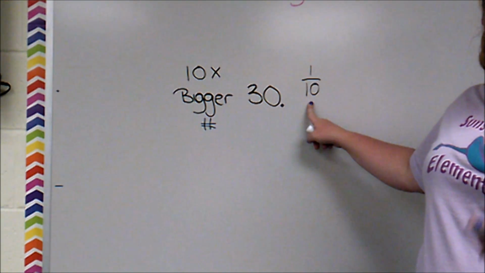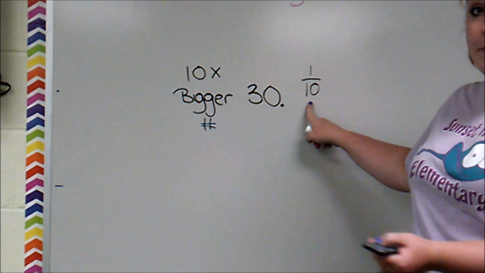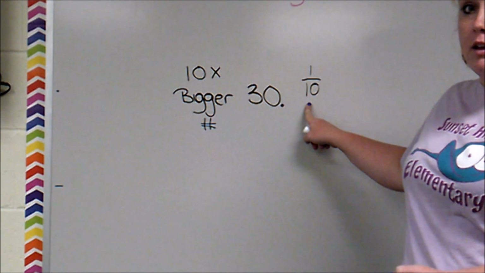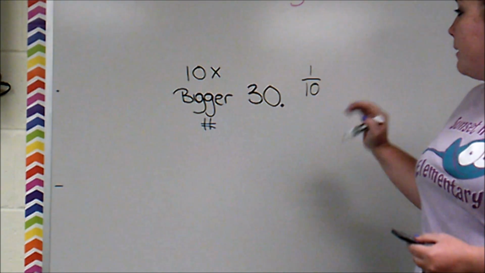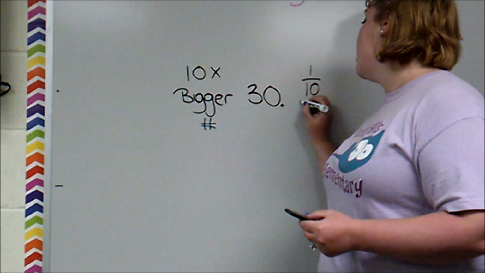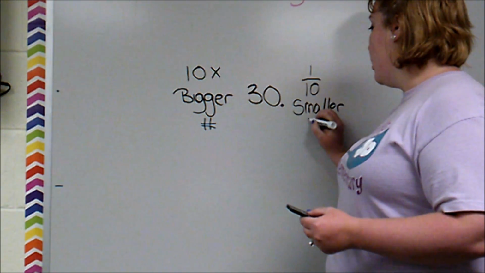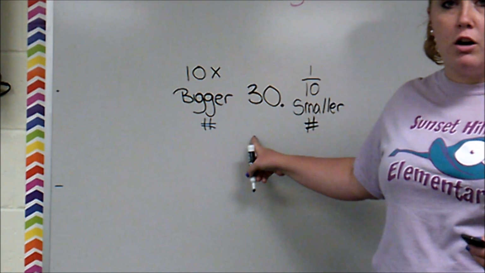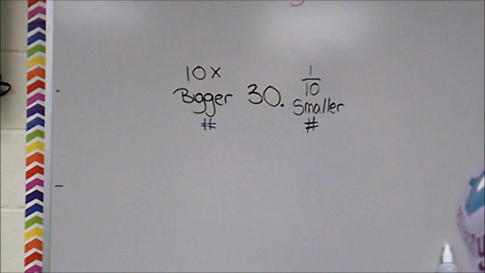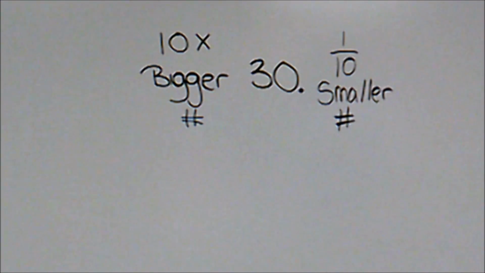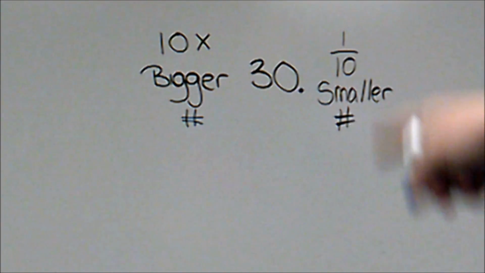If I'm asking you to find 1/10 of that number, you will be identifying a number that is going to always be smaller than the number that you started with, than this 30. So following the same idea, let's see if we can identify what number is 10 times the size of 30, as well as the number that is 1/10 the size of 30.